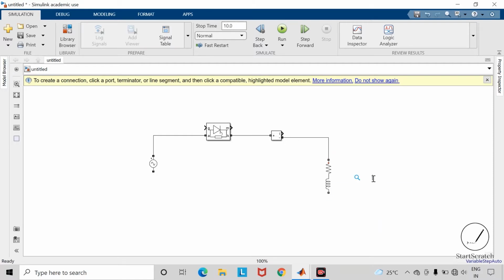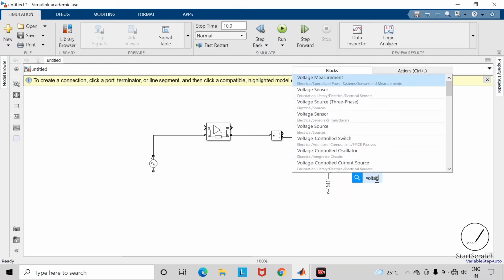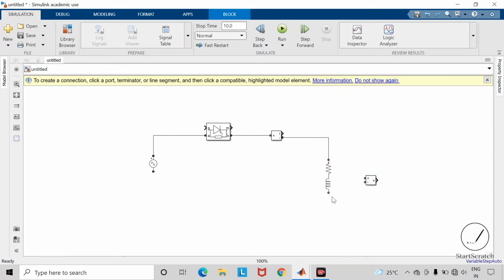Take voltage measurement block to measure the voltage across the load side and the supply side. Copy this block to the supply side.